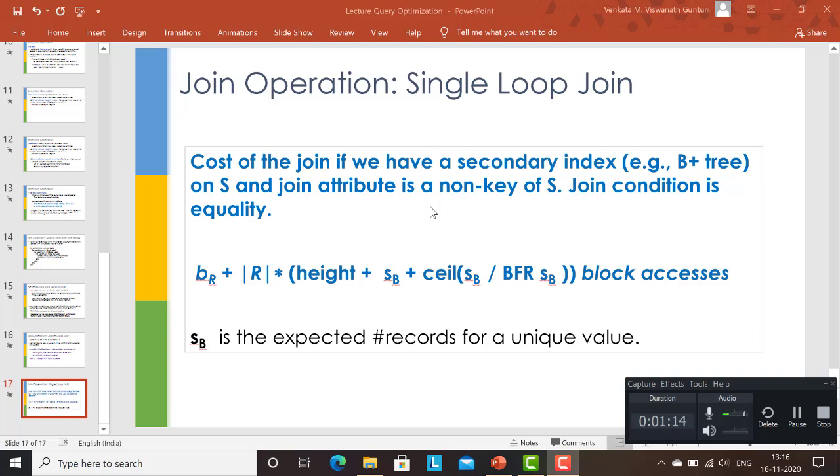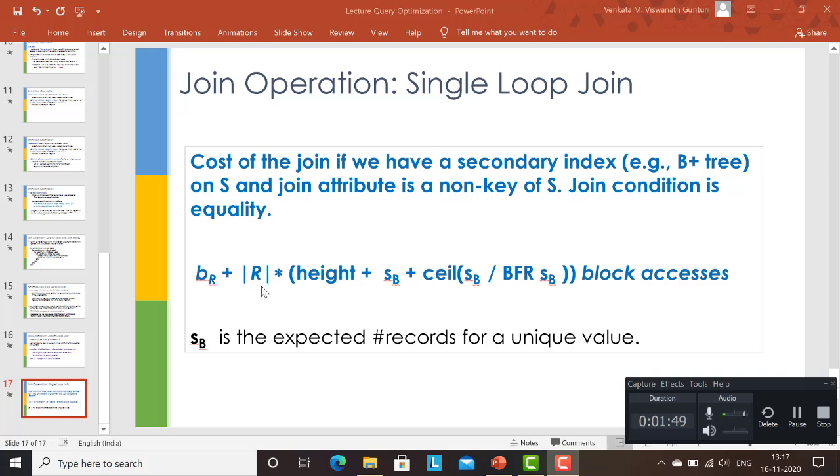Now, given that we are using the B plus tree on the department ID of the employee table, it's a non-unique attribute of the employee table, because you will have several employees from the same department. So if you pick any one particular tuple from your outer relation R, which is a department in this case, let's say you pick up the computer science department, it is going to match with all the computer science department faculty sitting in your employee table. So what would be the number of block accesses for that?